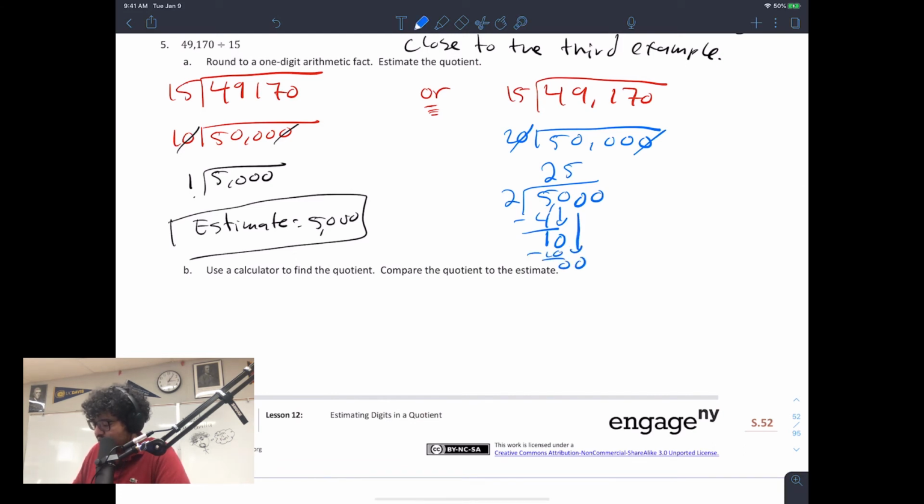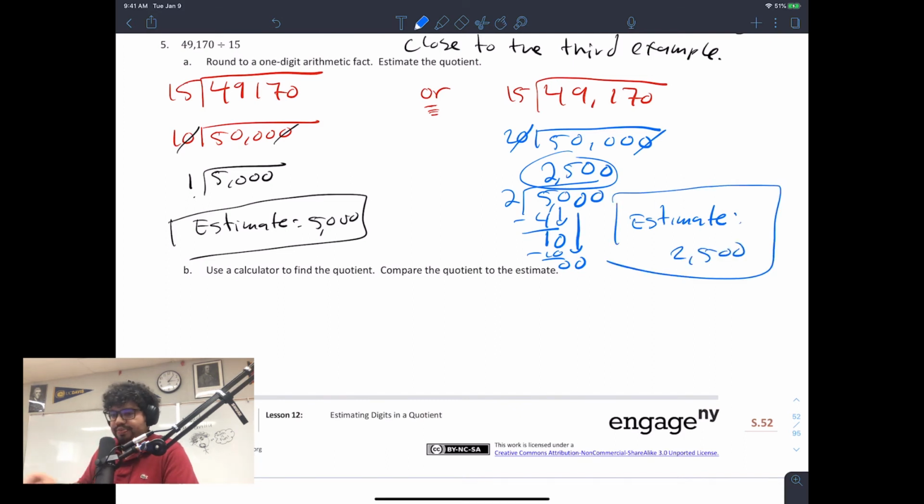You bring down the 0. You can fit it 0 times. Same with this other 0 here. You're going to be able to fit it 0 times. So your estimate here is going to be 2,500. So one thing that I do want you guys to note is that obviously my estimate here is 5,000 and my estimate on the right side is 2,500.